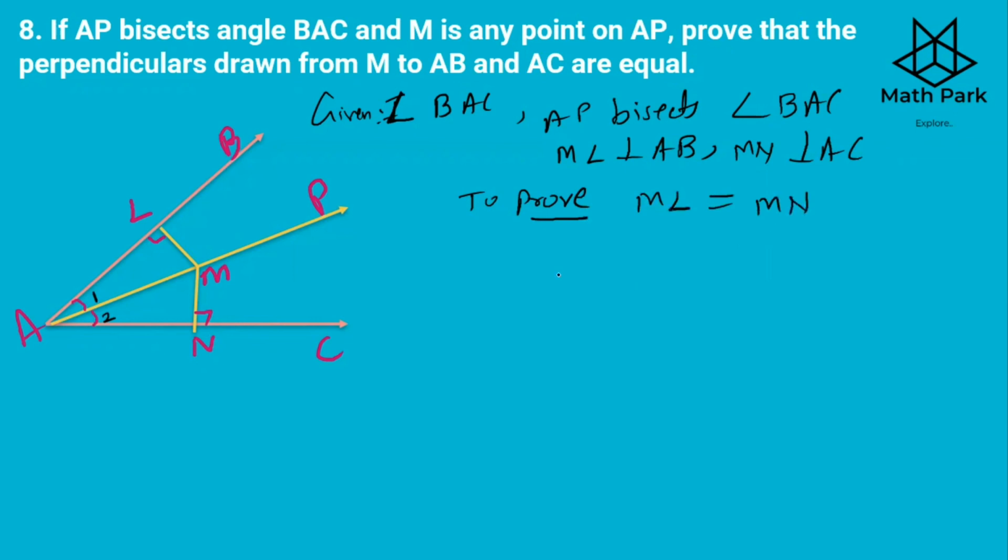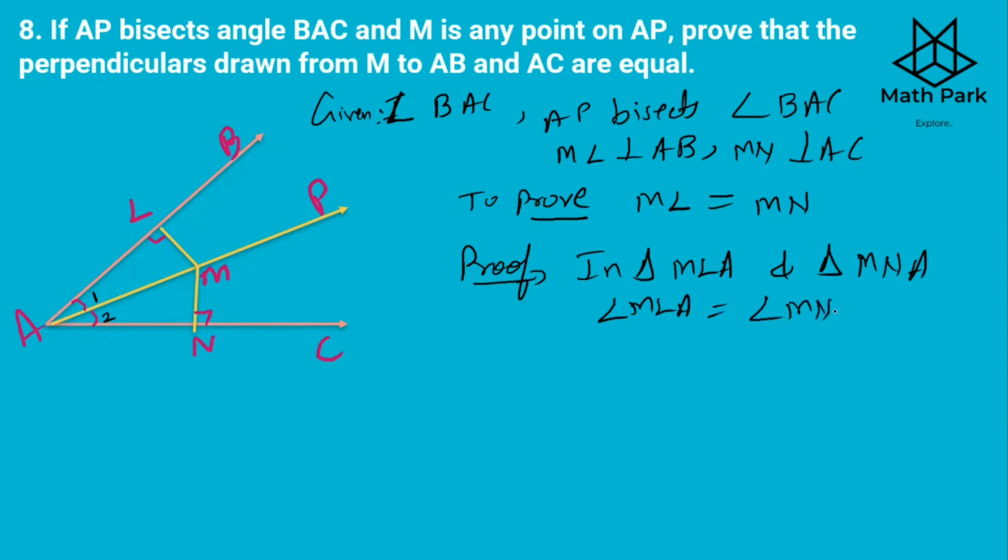For proving that, we will of course have to prove these two triangles congruent. So you have to focus on the triangles which are to be proved congruent. In the proof, we have triangle MLA and triangle MNA. What all things are given? You have angle MLA is equal to angle MNA is equal to 90 degrees, given to you. What is given? That these are the perpendiculars.